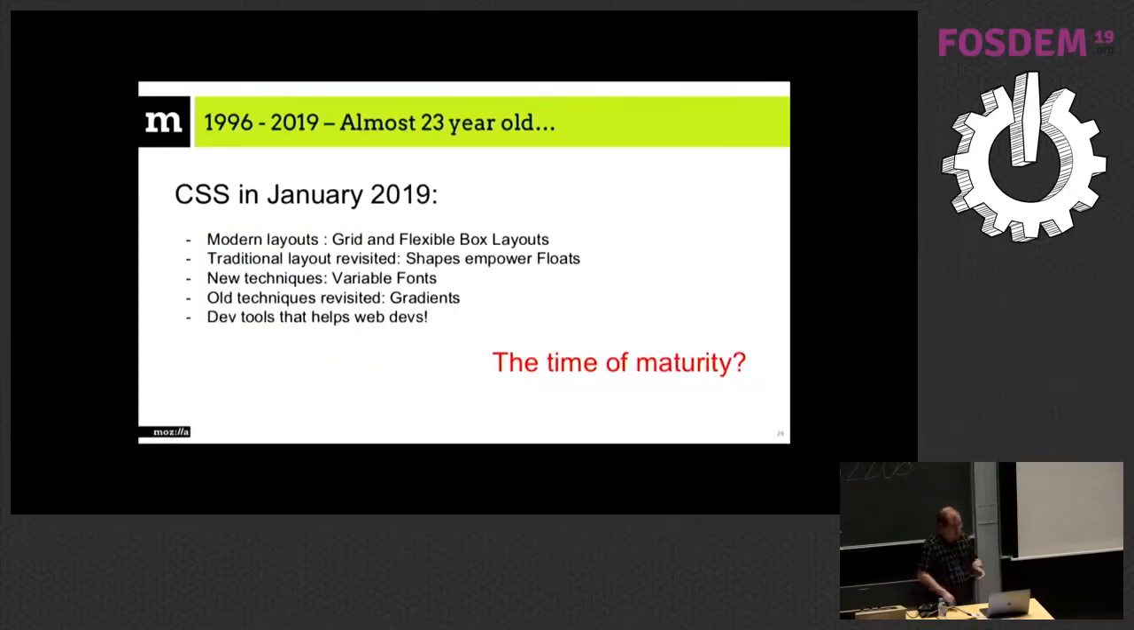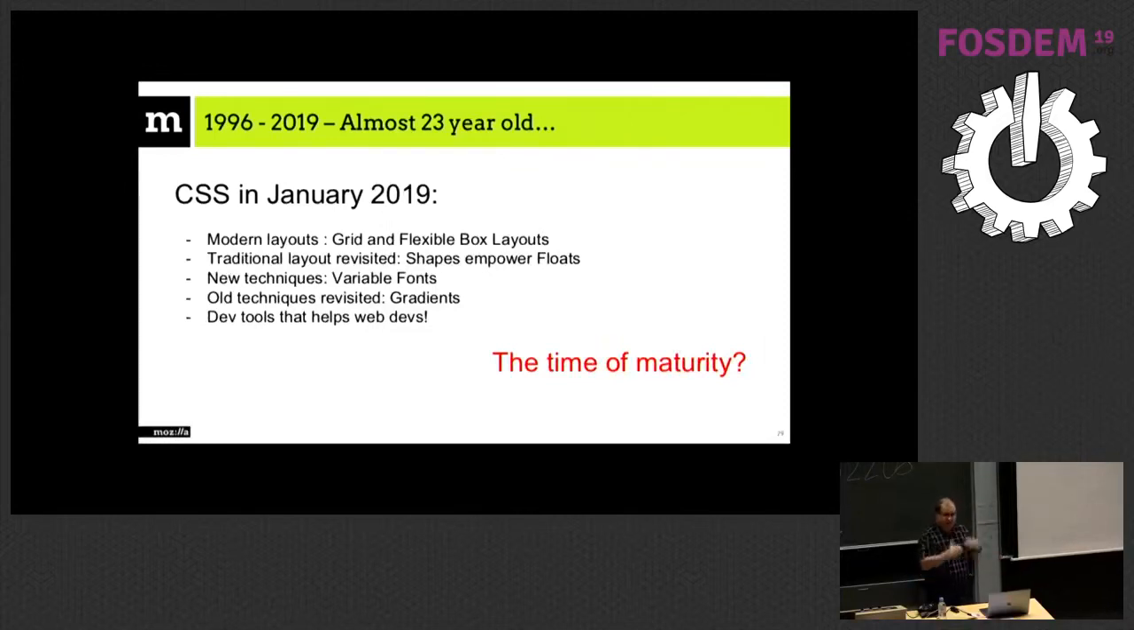So I'm almost at the end. It's 23 years now since CSS was invented for the first time, and modern layout has appeared. In fact, grid and flexible box are layouts that should have been there in the 90s, but weren't, for a lot of reasons. The first one was that browsers and computers were probably not powerful enough to implement this in a generic way in a browser.